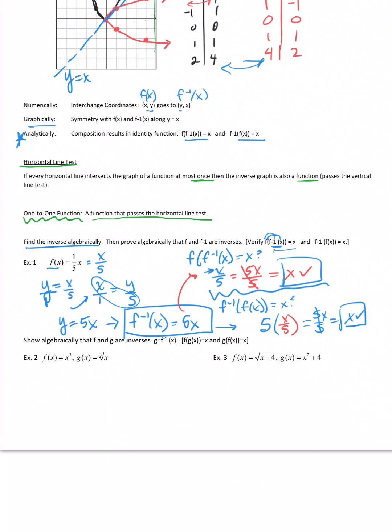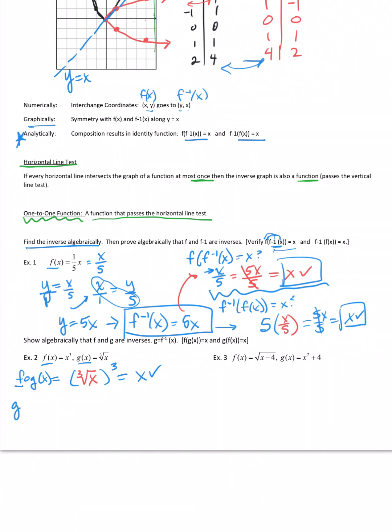Now, let's try the next ones. Show algebraically that f and g are inverses. They're just naming them f and g instead of f and f negative 1. So I'm just going to do compositions. I'm going to do f of g of x. Let's see what happens. I'm going to take the f structure, x cubed, and plug g into it. So it's the cube root of x cubed. Well, what do you get when you cube a cube root? We get x, so that worked.